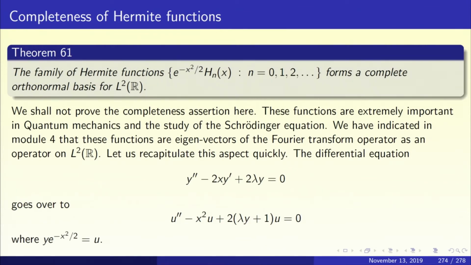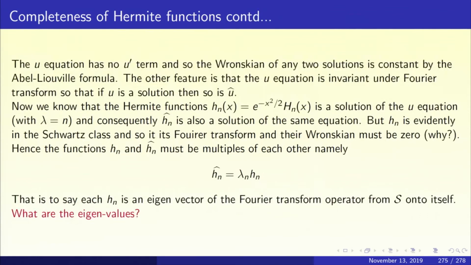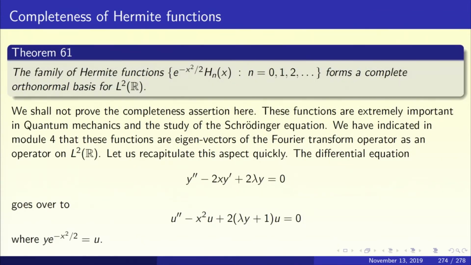So what is the change of variables? y e to the power minus x squared by 2 equals u. So what differential equation does u satisfy? u satisfies the equation u double prime minus x squared u plus (2 lambda plus 1) u equal to 0. When you take the Fourier transform of this last equation, we have seen that the last equation is invariant under the Fourier transform. So in other words, if u is a solution of the same equation, u hat is also a solution.